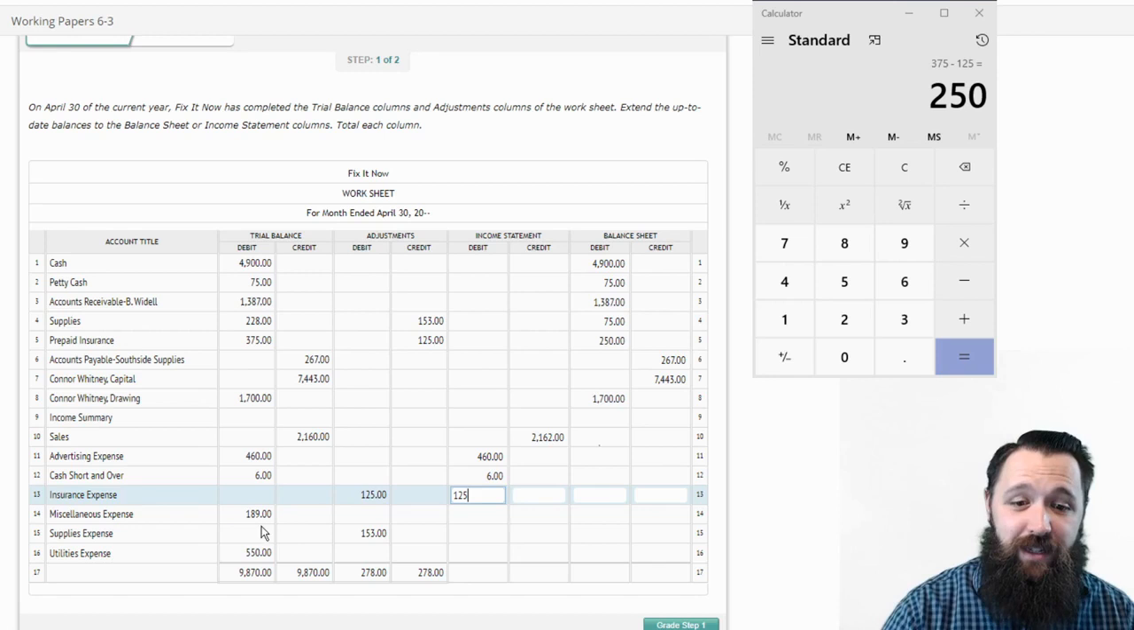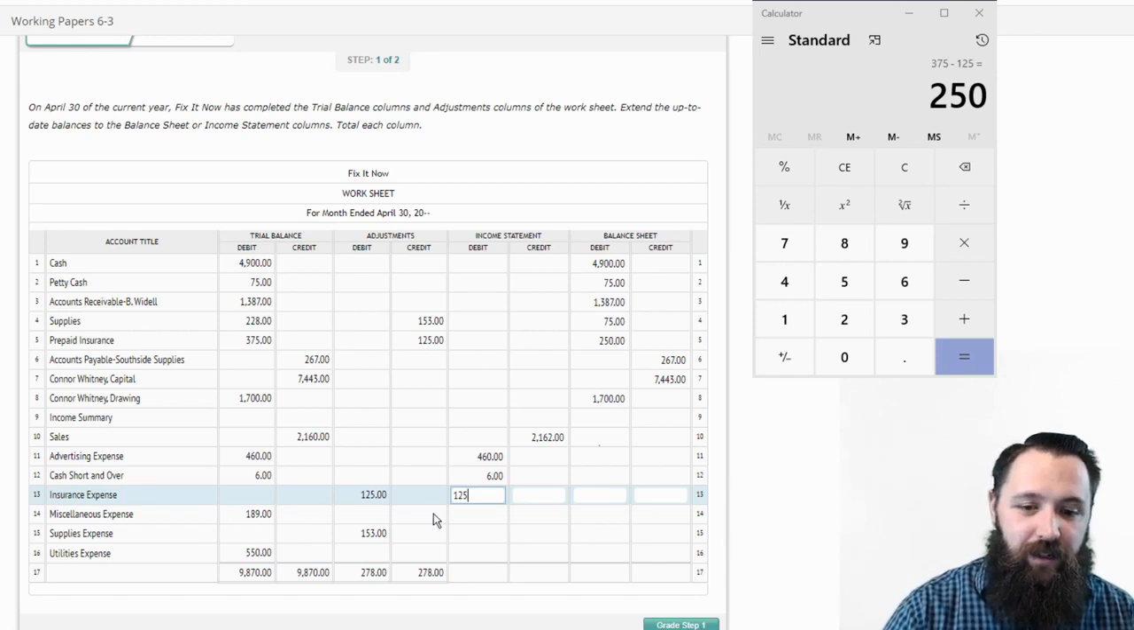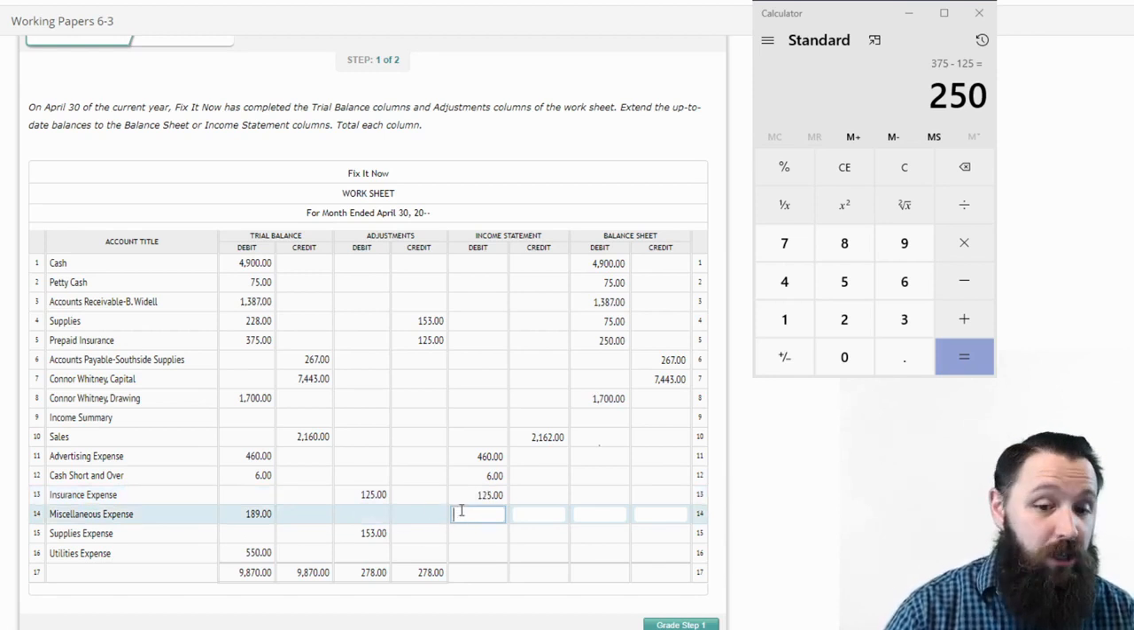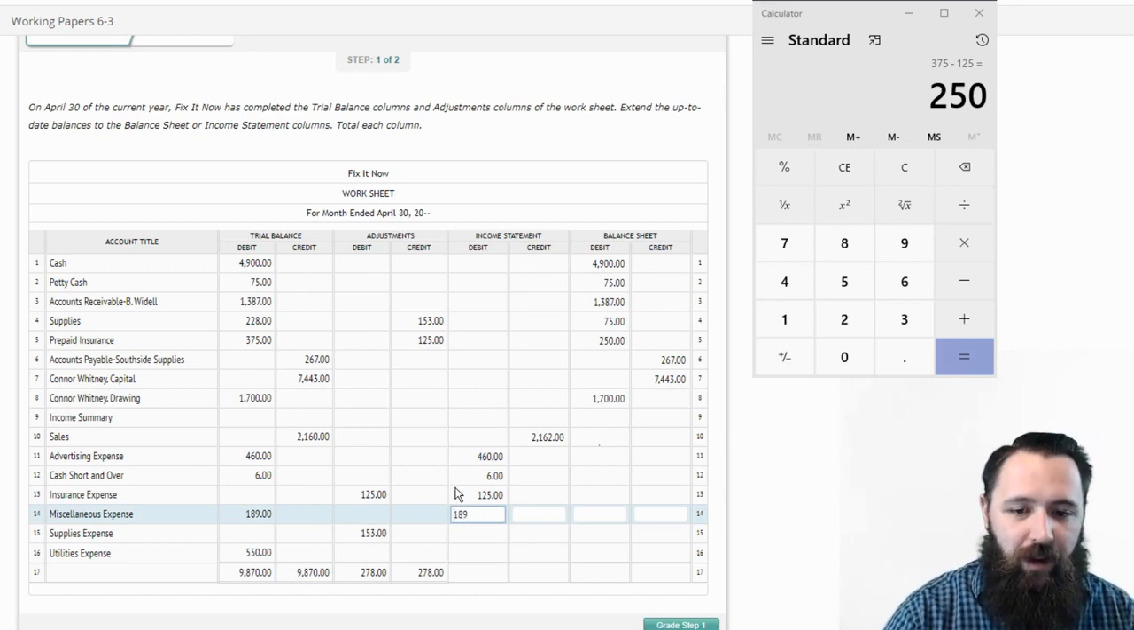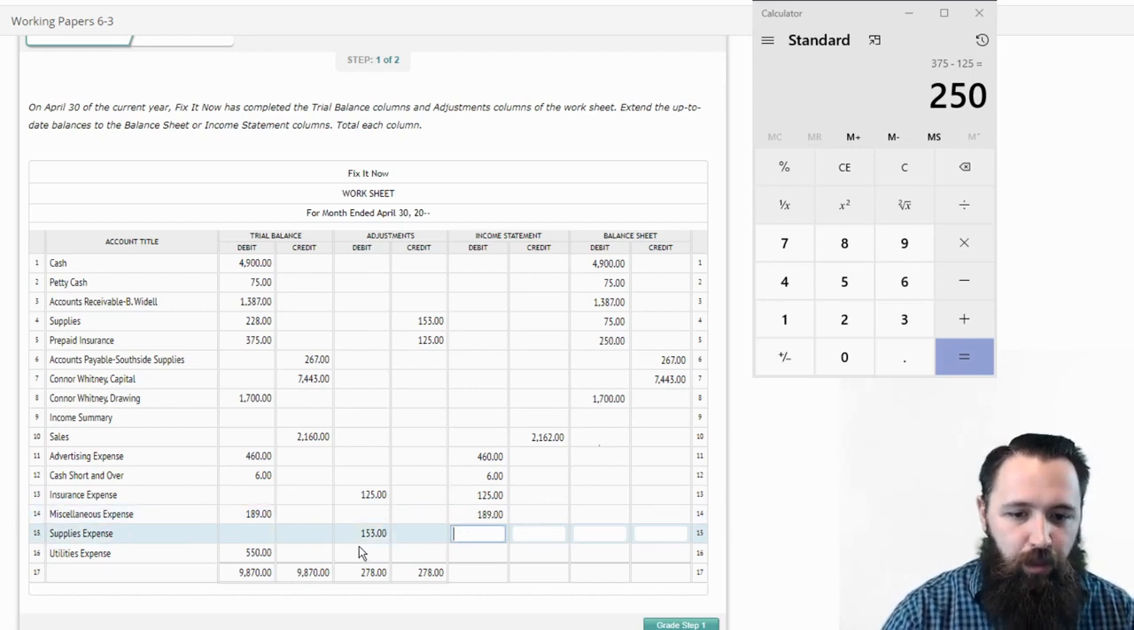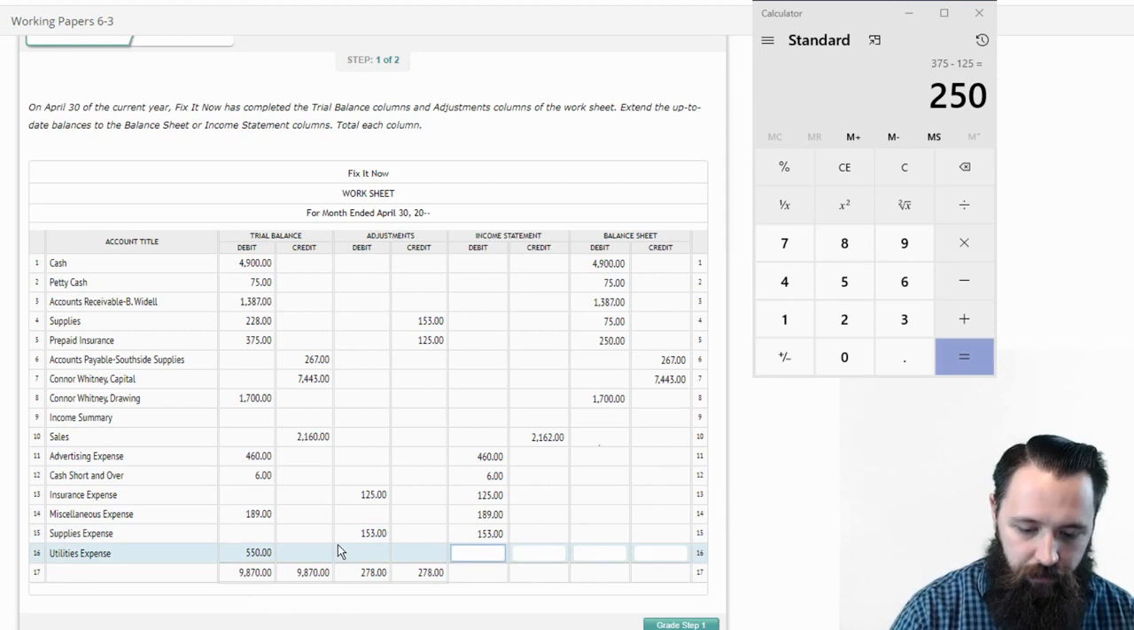Then we go down to miscellaneous expense, and it has a debit balance of $189 with no adjustment. So we just extend that $189 over. Next is supplies expense, and all we have is a debit adjustment of $153, and then utilities expense of $550.